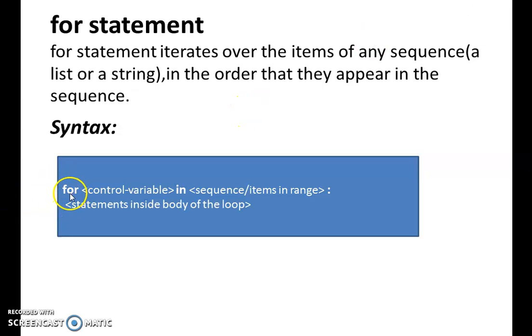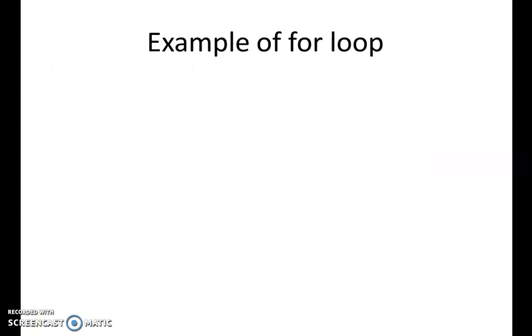First we write for keyword, then we write control variable and it can be any valid variable name. Then we write in keyword, then any sequence data type over here. Then we put colon and then we write statements inside body of the loop that we want to repeat. So now we will see one small code to discuss the syntax of for loop.